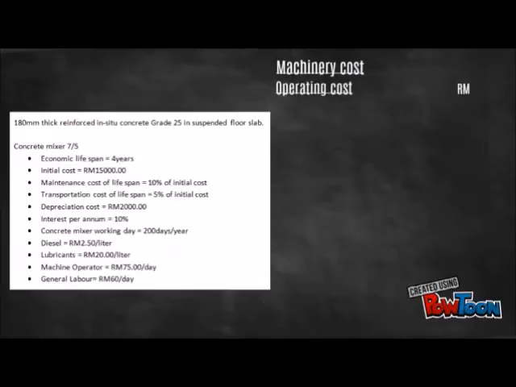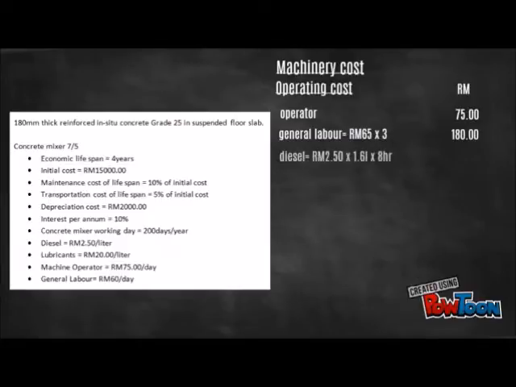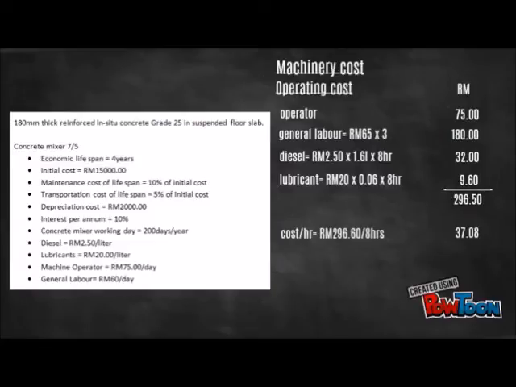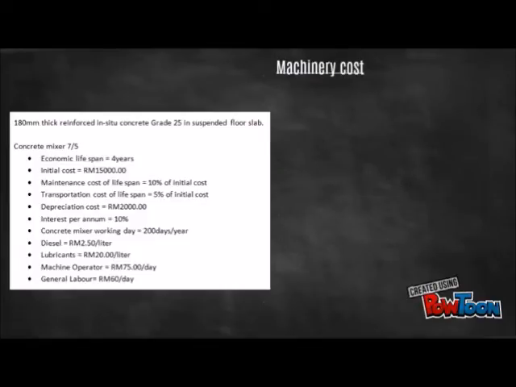Next is the operating cost of machine. Different size of concrete mixer need different number of labor, diesel and lubricant. Concrete mixer 7.5 require 1 operator and 3 general labor. Diesel use is 1.6 liter per hour and lubricant use is 0.6 liter per hour. So general labor cost need to times 3 and both diesel and lubricant need to times the amount used and working hours per day. Total up and divide by working hour per day to get cost per hour.